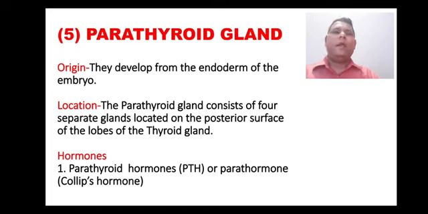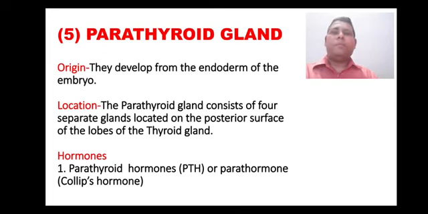Next endocrine gland, the parathyroid gland. The parathyroid glands develop from the endoderm of the embryo. Location: the parathyroid glands consist of 4 separate glands located on the posterior surface of the lobes of the thyroid gland. Hormones of the parathyroid gland. 1. PTH, parathyroid hormone. The chief cells of the parathyroid secrete a hormone called parathyroid hormone, PTH.